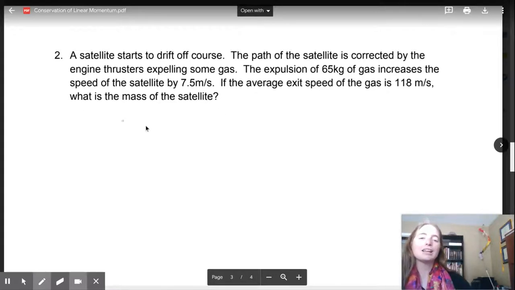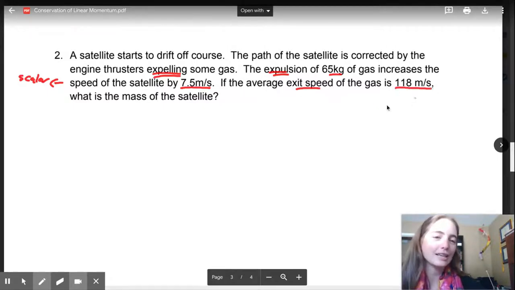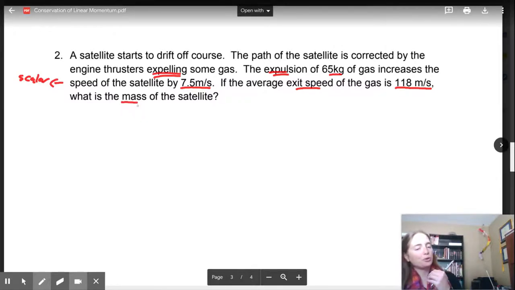Okay. A satellite starts to drift off course. The path of the satellite is corrected by engine thrusters expelling some gas. The expulsion of 65 kilograms of gas increases the speed of the satellite by 7.5 meters per second. Now, once again, speed, scalar. Okay. If the average exit speed of the gas is 18 meters per second, what is the mass of the satellite?